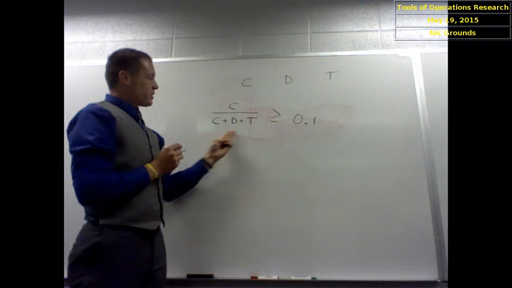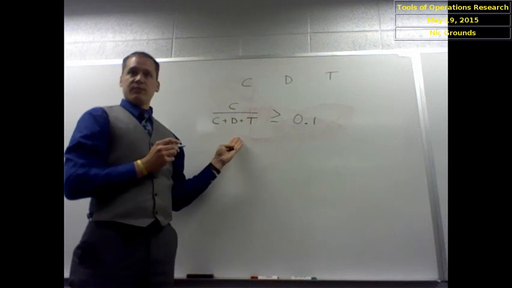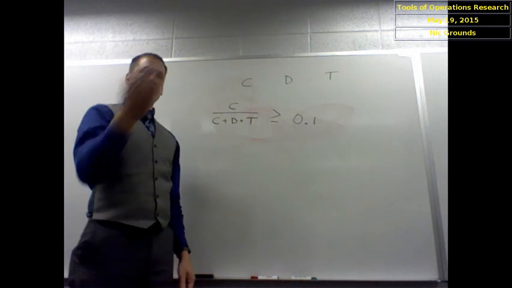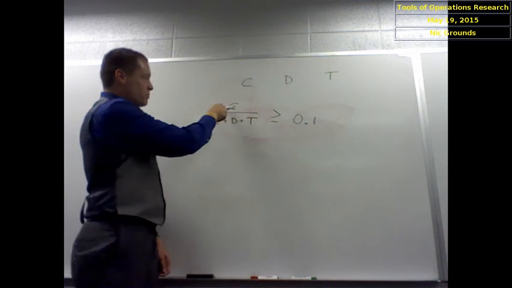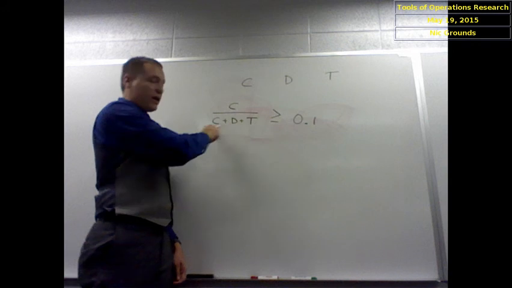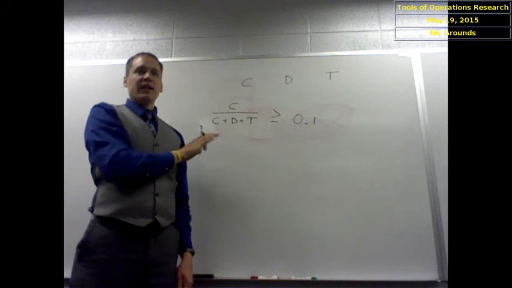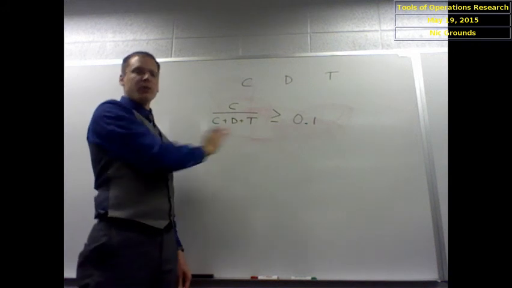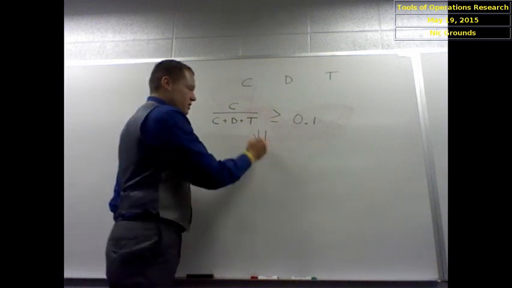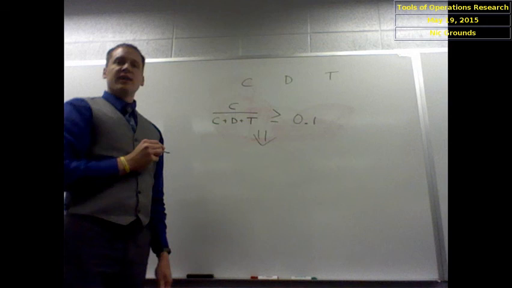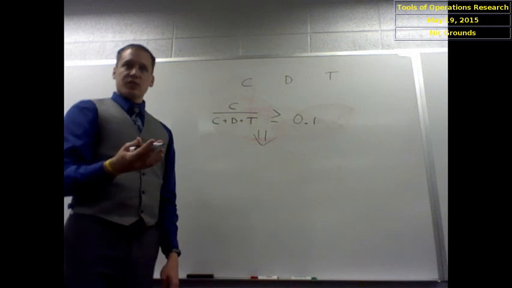But there's a problem with this constraint. It's not linear. That is, it's not numbers multiplied by our decision variables added up. It involves one decision variable divided by others, so it's not a linear constraint the way it's written here. So what we need to do is transform this algebraically into a linear constraint.